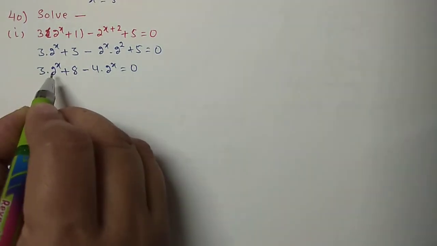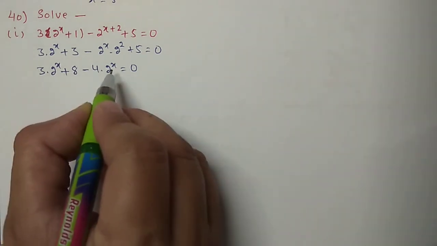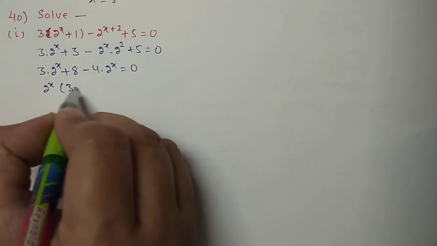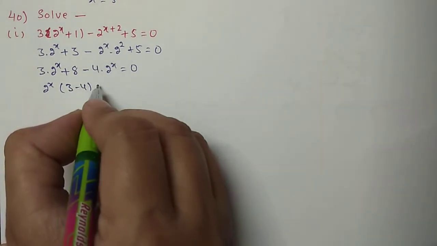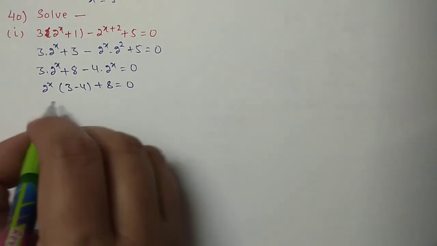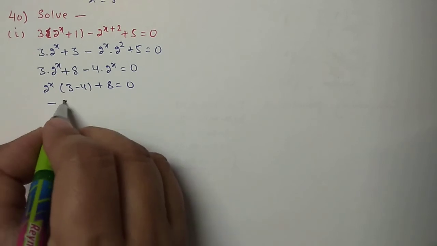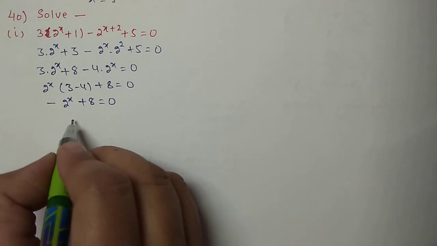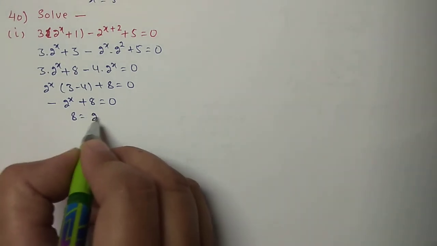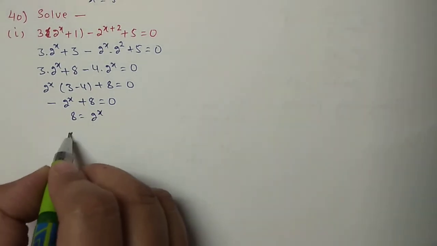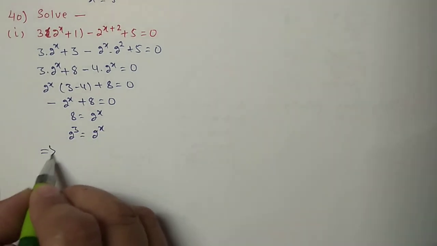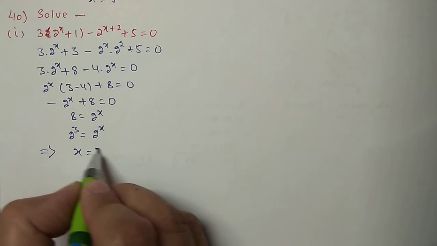So 3 into 2 to the power x minus 4 into 2 to the power x, which we can write as 2 to the power x into 3 minus 4, plus 8 equal to 0. So minus 1 we will get here, minus 2 to the power x plus 8 equal to 0, or 8 is equal to 2 to the power x. 8 we can write as 2 to the power 3 equal to 2 to the power x. Therefore the x value is equal to 3.